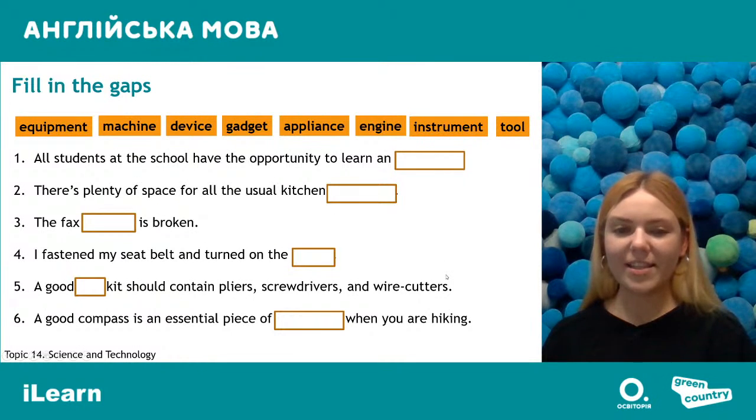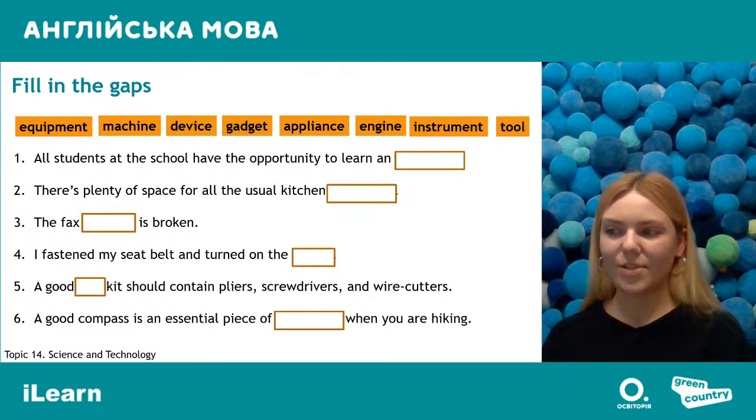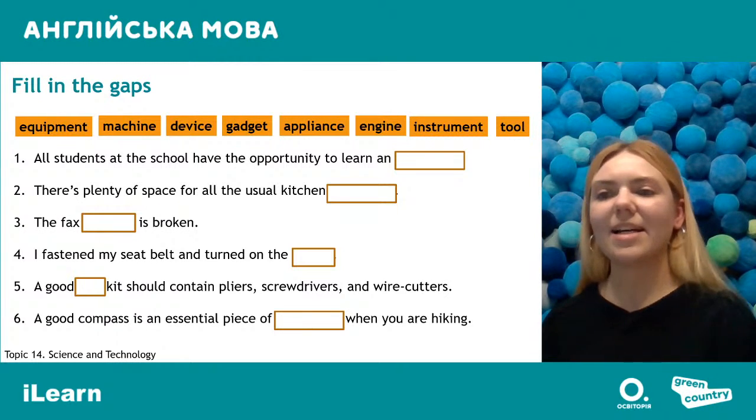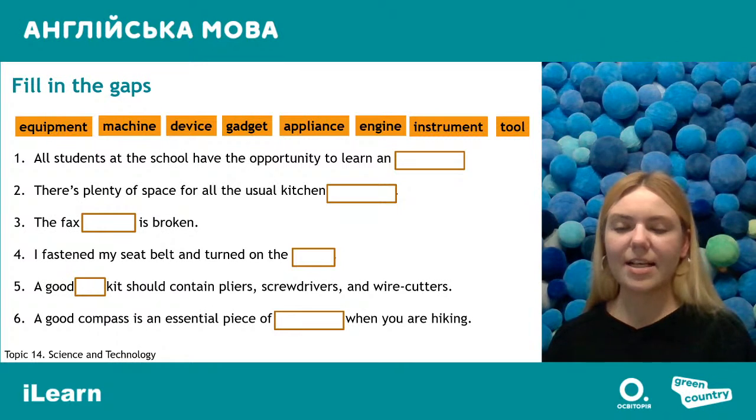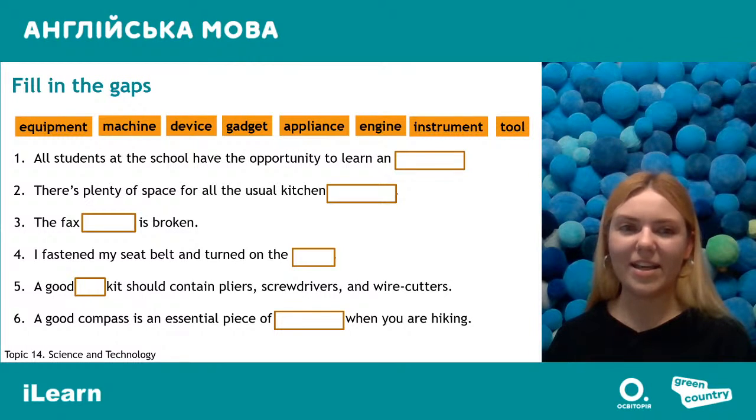Now let's try to fill in the gaps with these words. But we have 6 sentences, 6 gaps, and 8 words. So it will be more challenging for us. So let's try to read the sentences and let's choose. Let's do it all together and discuss each one, one by one. And we'll start with the first one. All students at the school have the opportunity to learn an... And if we have an, then the next word will start with a vowel.